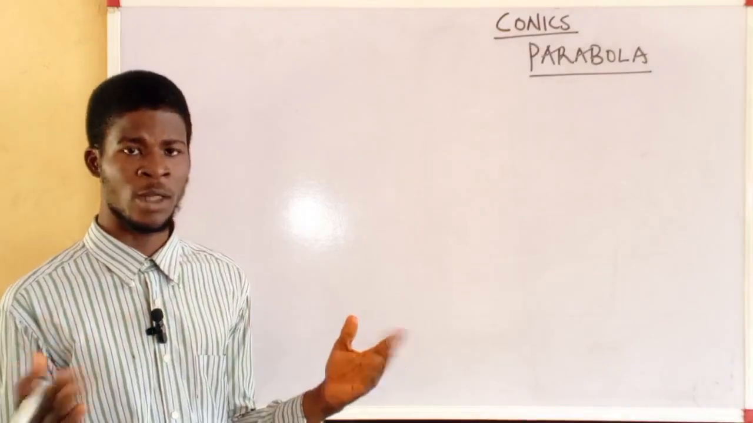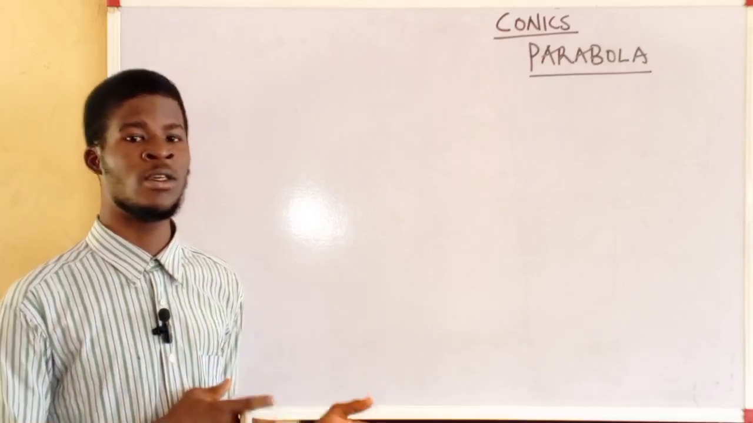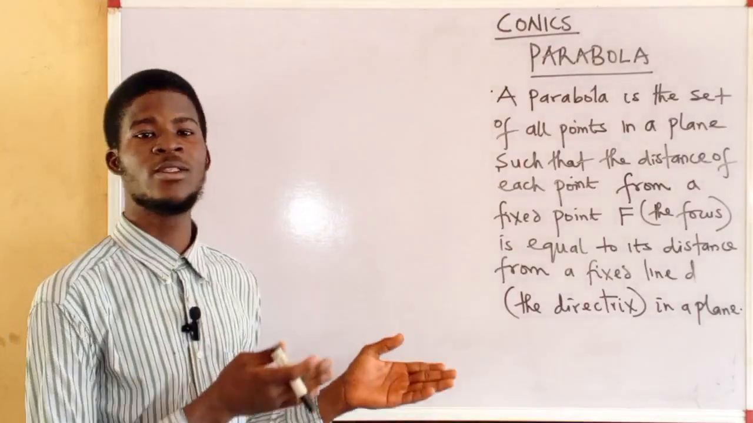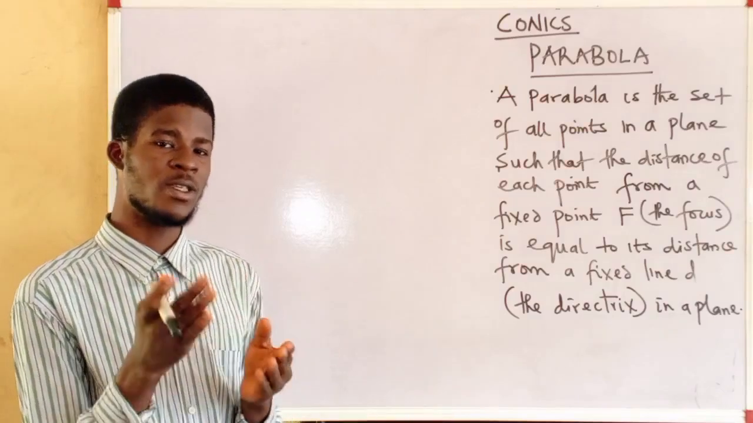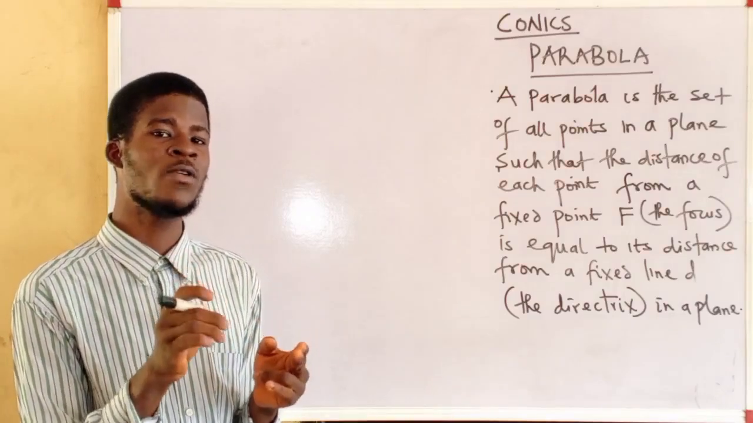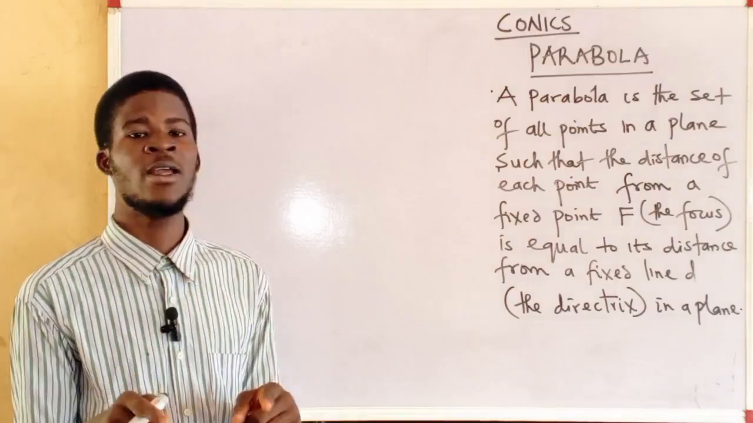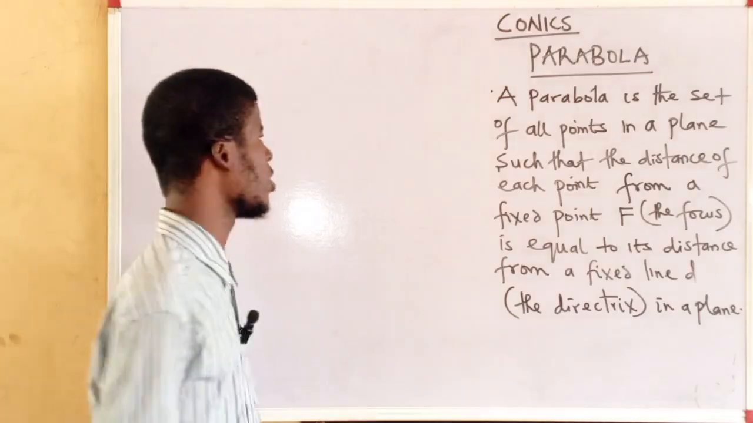Now, what is a parabola? I think it is good for us to start by saying what a parabola is. A parabola is the set of all points in a plane such that the distance of each point from a fixed point that we call the focus is equal to its distance from a fixed line called the directrix in that plane.